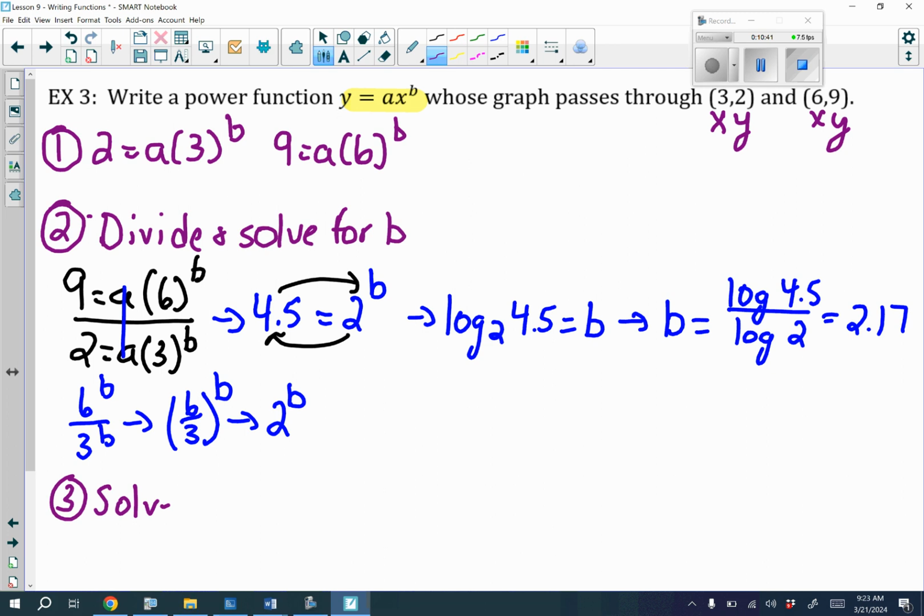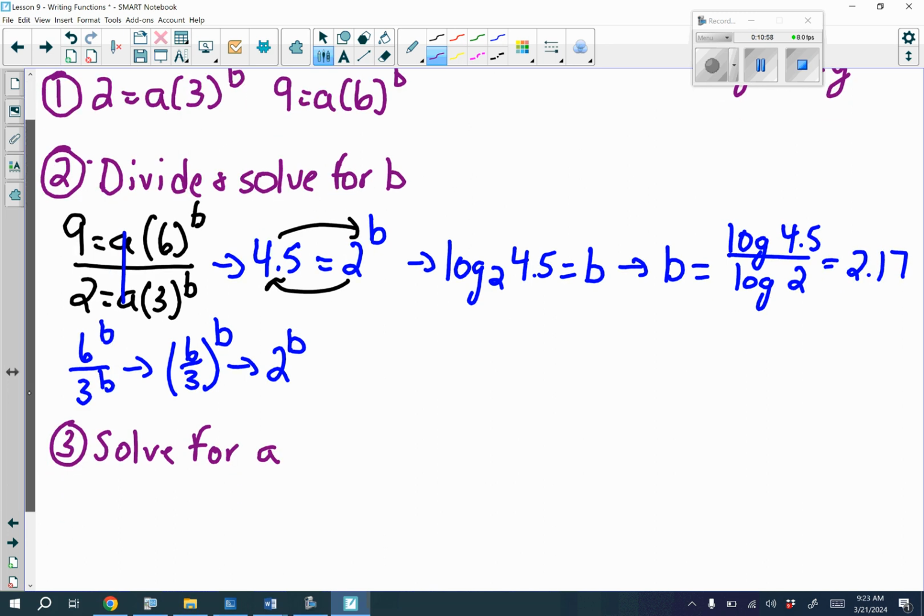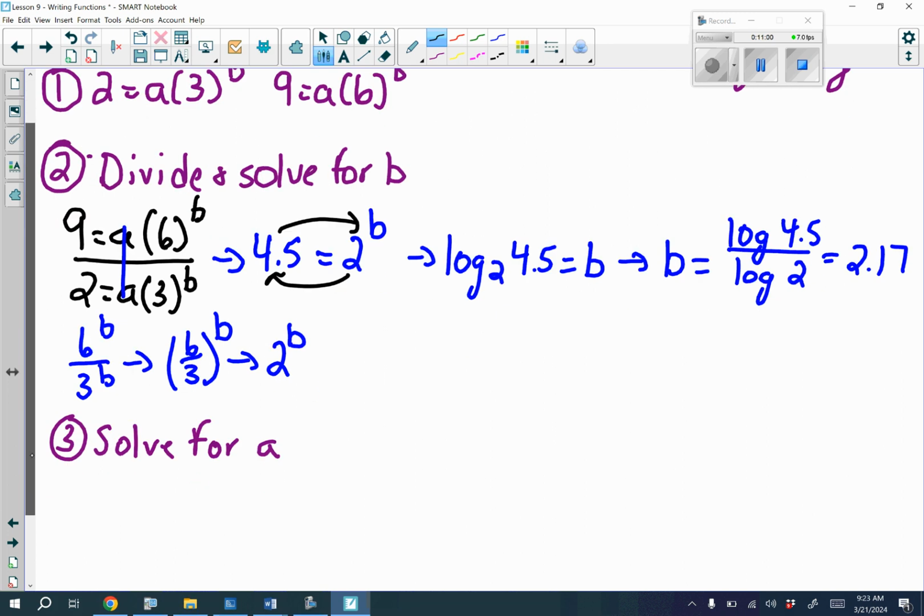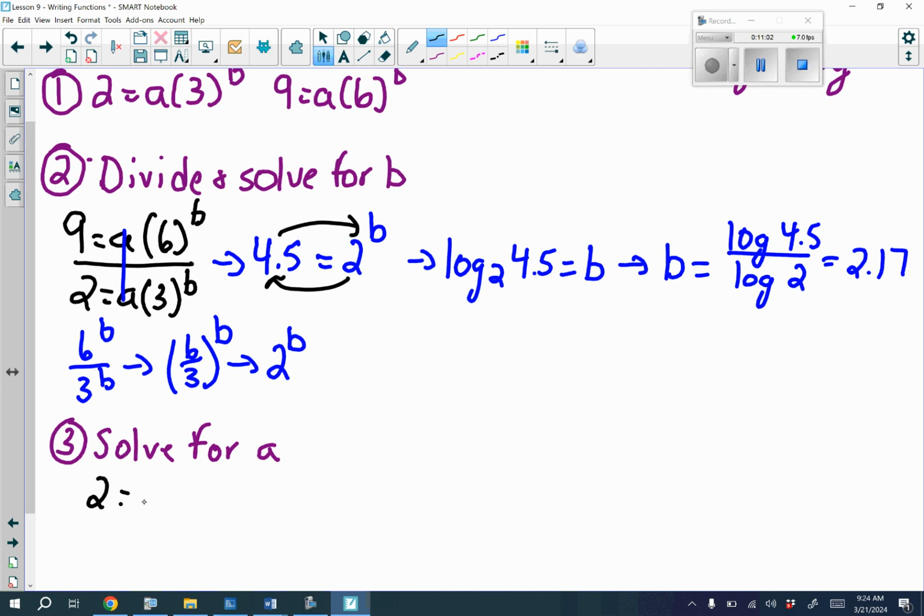We're going to take, once again, our B value, 2.17, and plug it into one of the 2 functions. Once again, it does not matter because you'll get the same answer, but I'm going to plug it in where the base is a little bit smaller, or the values, both of them are smaller. So I'm going to plug it into my first function here. So I have 2 equals A times 3, and remember, I'm plugging 2.17 into my B, so that's the exponent.